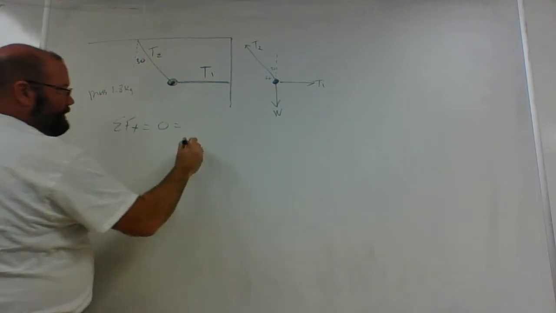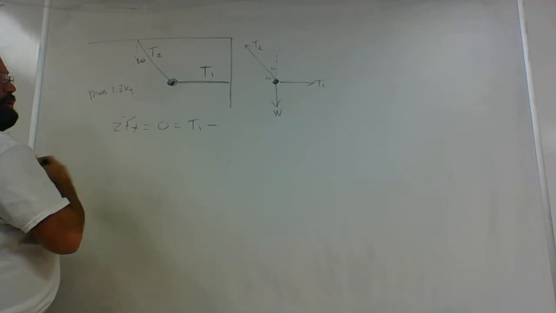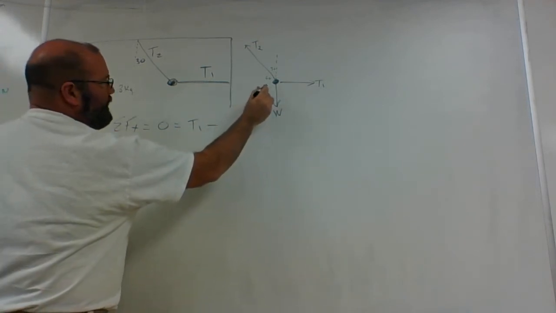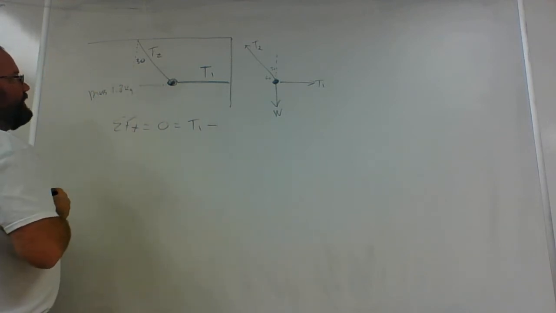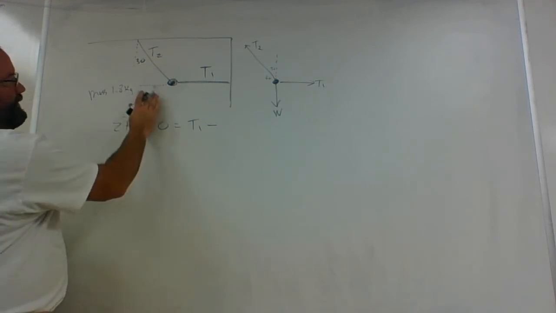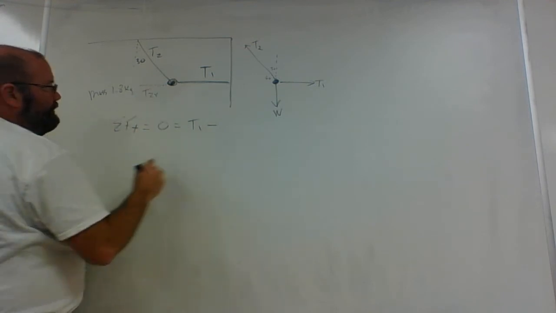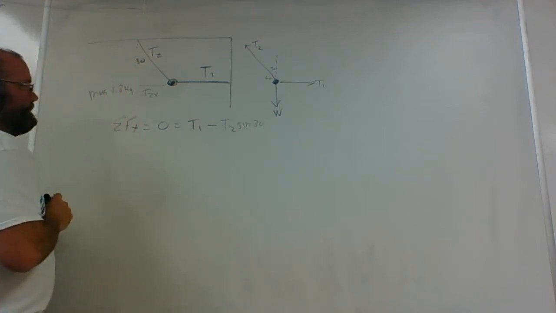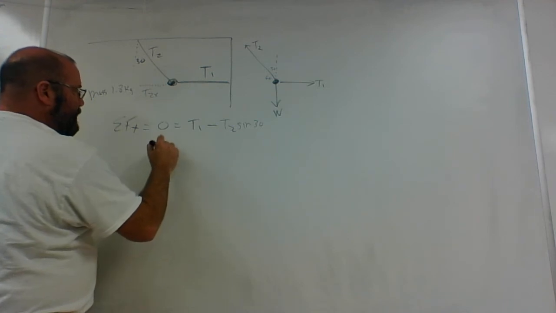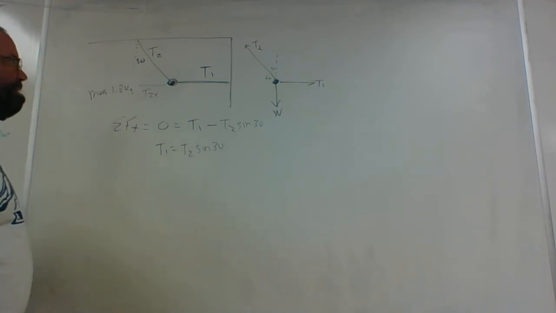So obviously we have T1 going to the right, and we subtract from that any forces or components that are acting in the other direction. Here we can see that we have a component of tension 2 that is going in the x direction, and we can calculate that several different ways, but from this original diagram, this component T2x should be equal to T2 times the sine of 30 degrees. And so when we solve that, we get T1 equals T2 sine of 30. That's all we can do with the x direction.